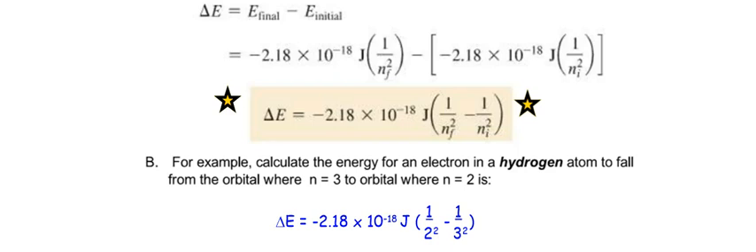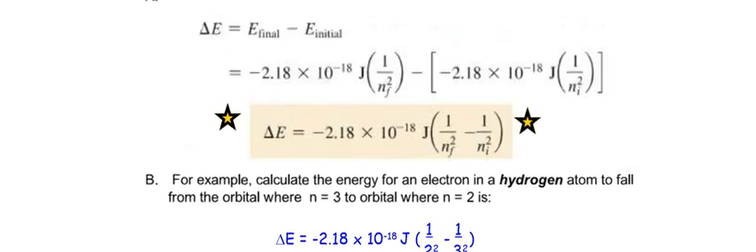Now, in math class, what should you do next? What is 1 over 2 squared? That's 1 over 4. Well, what's 1/4? That's 0.25. Minus, what's 1 over 3 squared? That's 1 over 9, which is 0.11111, right? So what's 0.25 minus 0.11111? You're going to find it is equal to 0.139, okay? Then just multiply these two numbers together and you get negative 3.03 times 10 to the negative 19 joules.